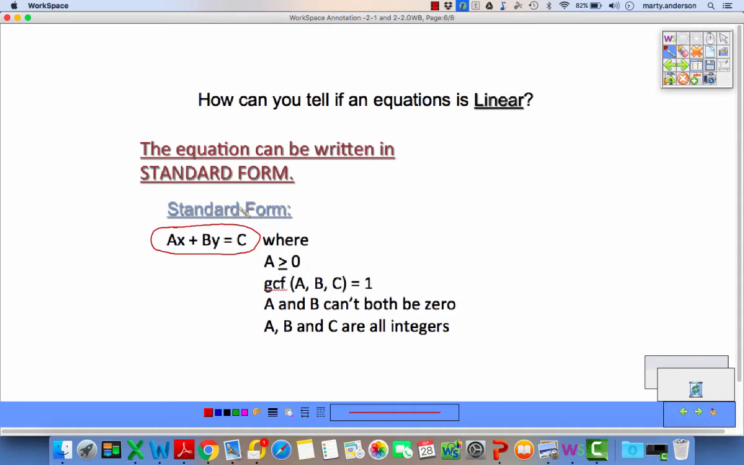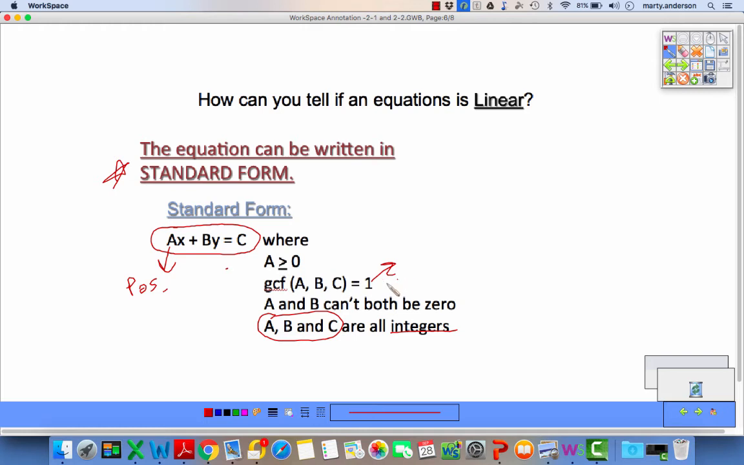That's called standard form. So when they ask you to write something in standard form, first of all, a is greater than 0. A must be positive. Second of all, a and b can't both be 0. If they're both 0, I have 0 equals c. I have no variable. You have no equation. Also, they are all integers, no fractions, no decimals. And lastly, they're reduced, so to speak.